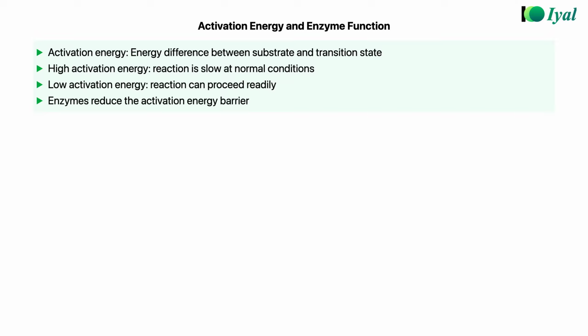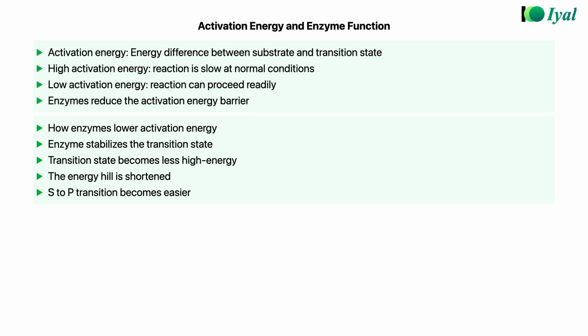Reactions with high activation energy are slow. The substrate rarely has enough energy to make it over the hill. Reactions with low activation energy are fast, because substrates can easily get over. This is where enzymes work their magic. Enzymes bring down that energy barrier.